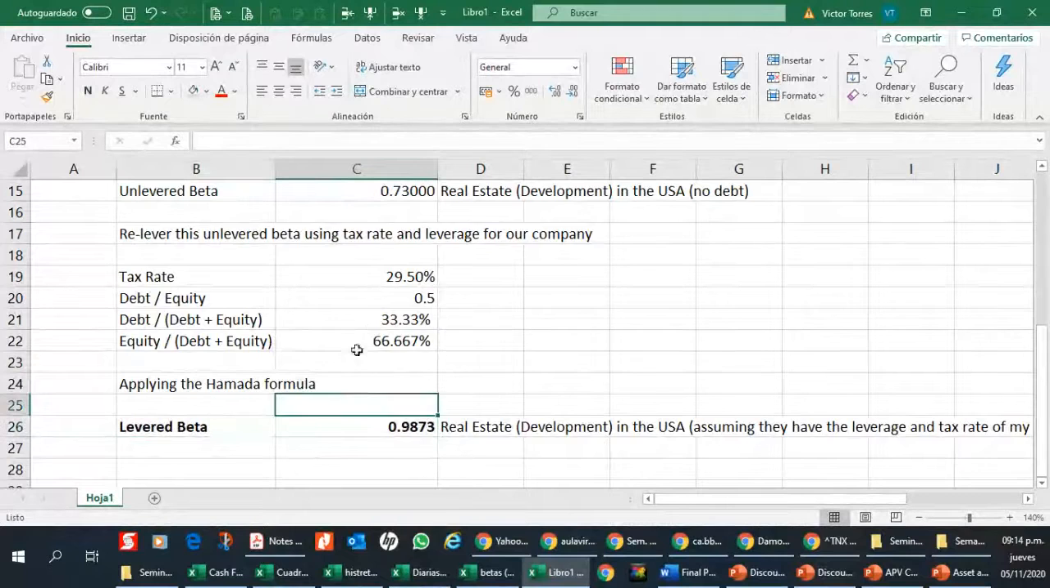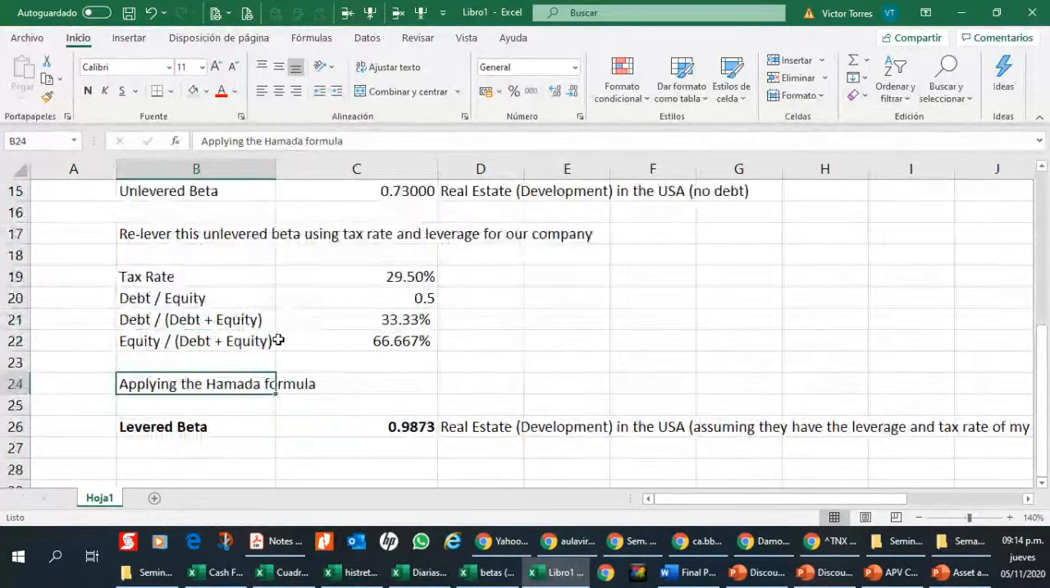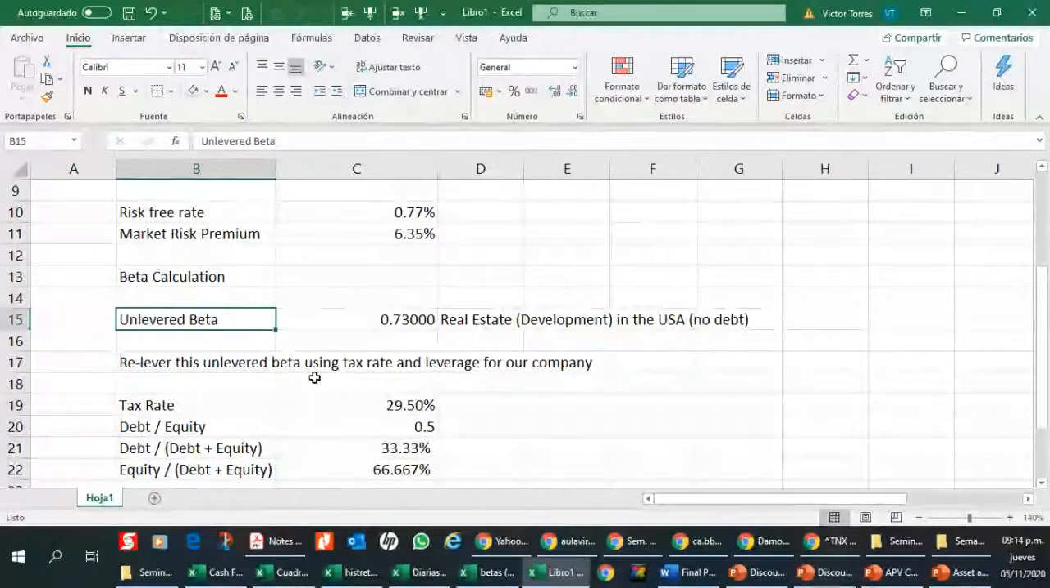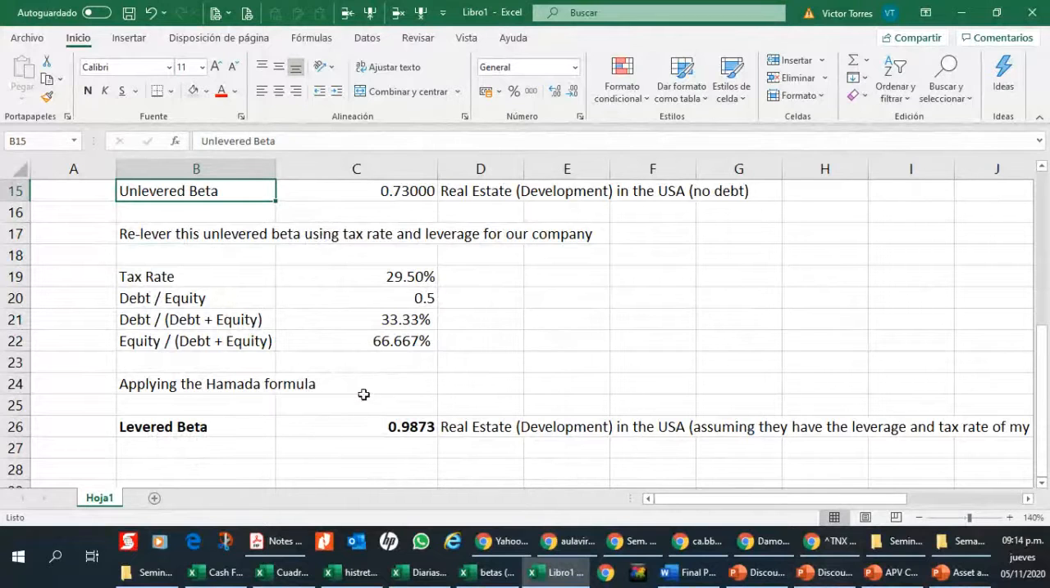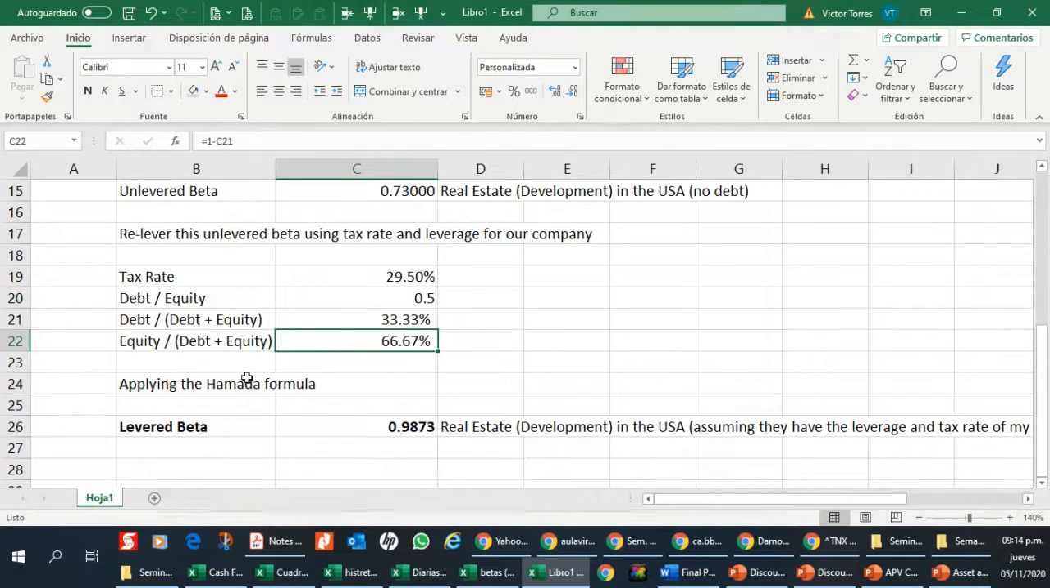This is how we're going to be applying the formula in general. Does this apply all the time? Is this going to make sense? And the answer is no. Once again, when we talk about Hamada's formula, we did mention that.